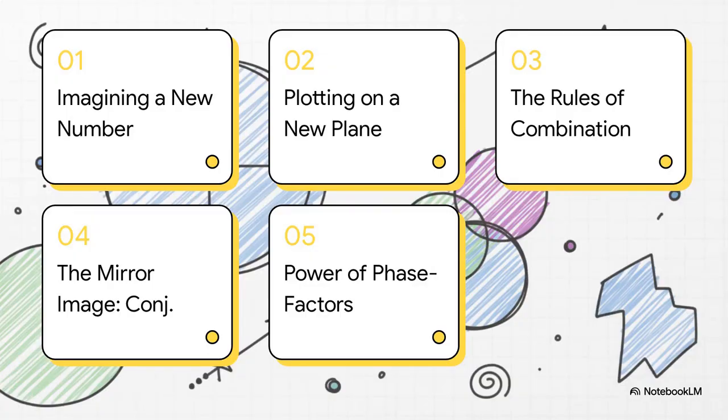So here's our game plan. First, we're going to invent a number that shouldn't even exist. Then, we'll find a home for it, not on a line, but on a whole 2D plane. We'll learn its rules for adding and multiplying, uncover its secret mirror image, and finally, see how it all simplifies in this really beautiful way when we look at numbers that live on a perfect circle.